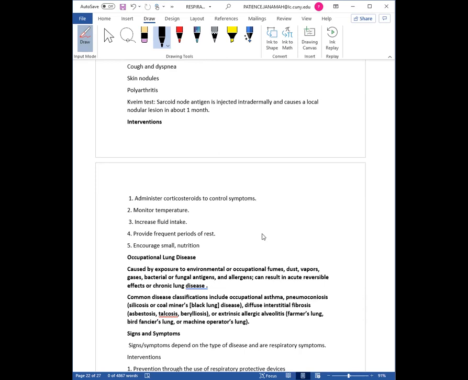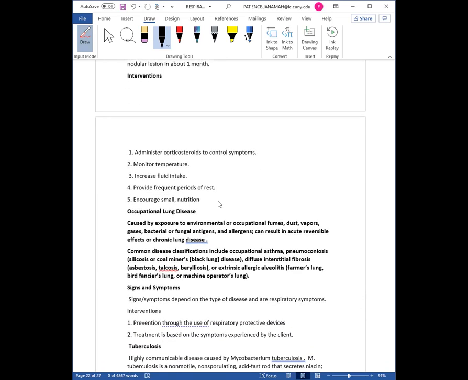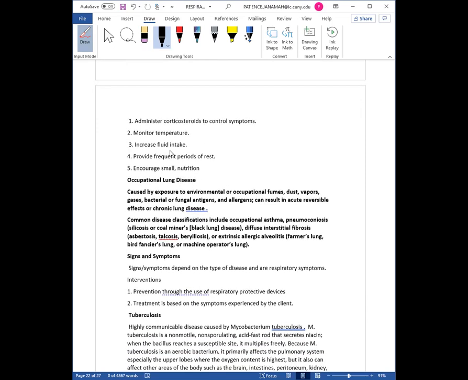So I'm just mentioning some of this for you to have an idea that this is a condition that exists, and you have baseline information. You don't need to know details. You just need to know that it's part of respiratory problems that can happen. So the intervention is corticosteroids, monitor temperature, fluid intake. I will do all this for most of the respiratory system problems, because it's not renal, it's not cardio that will cause fluid accumulation.